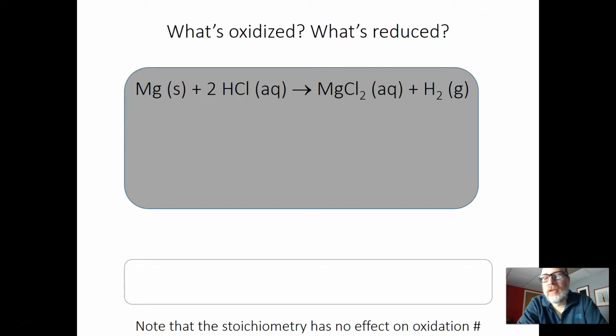So now let's take a look at another example. So magnesium plus hydrochloric acid.